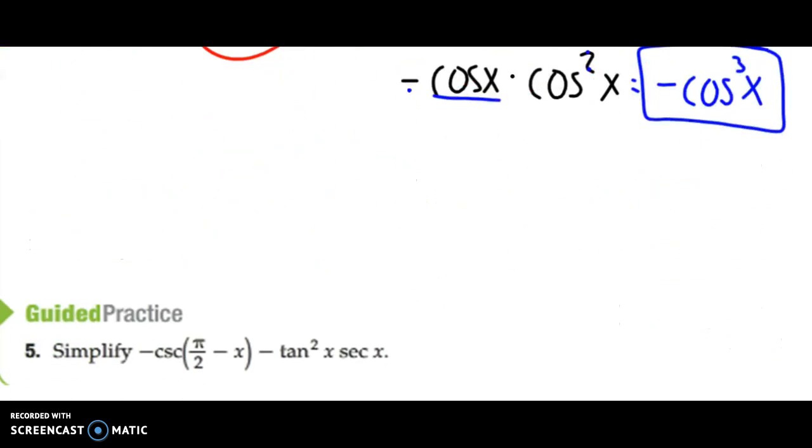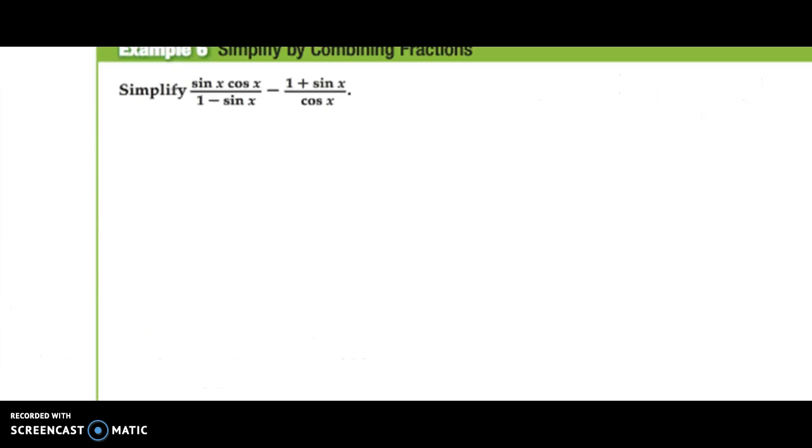Here's a guided practice problem. You can try the same thing. First, start by finding the cofunction of negative cosecant of pi over 2 minus x. Now we can rewrite this by combining our fractions. Now you'll notice that 1 minus sine of x doesn't change into anything. It's not an identity. Cosine of x doesn't really change anything that'll help us.